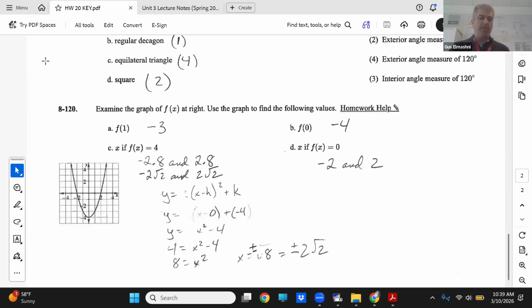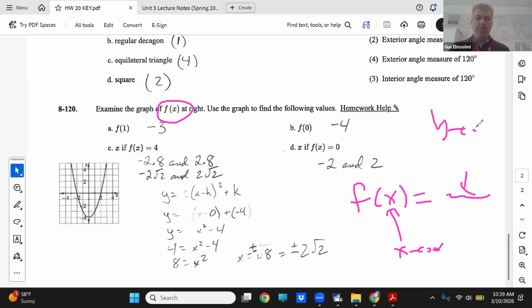Okay, function notation. And that's okay. We probably haven't spent enough time on this. When you have function notation, whatever's inside the parentheses is x. And whatever it equals is your y coordinate. So f of x is y. Whatever's inside the parentheses is x. So when you see f of 1, here's how you interpret f of 1.